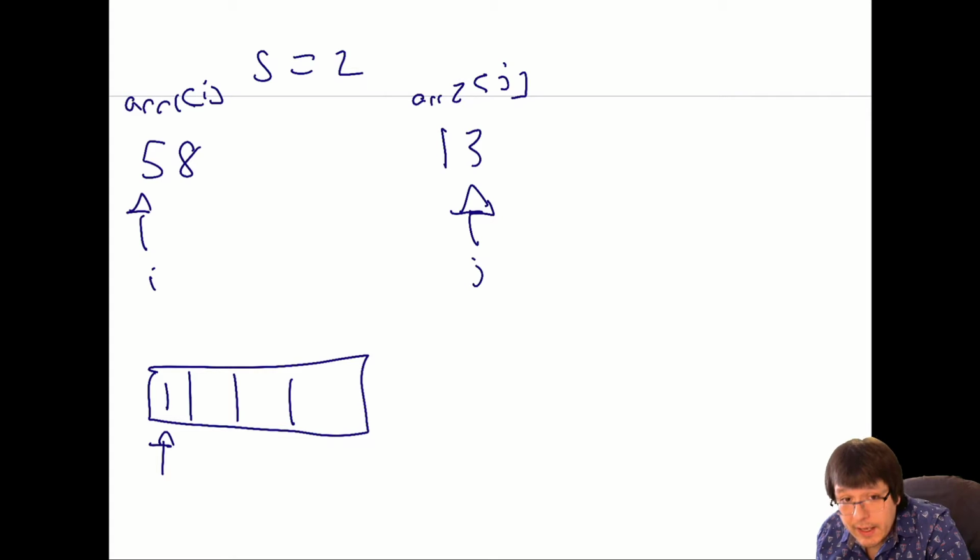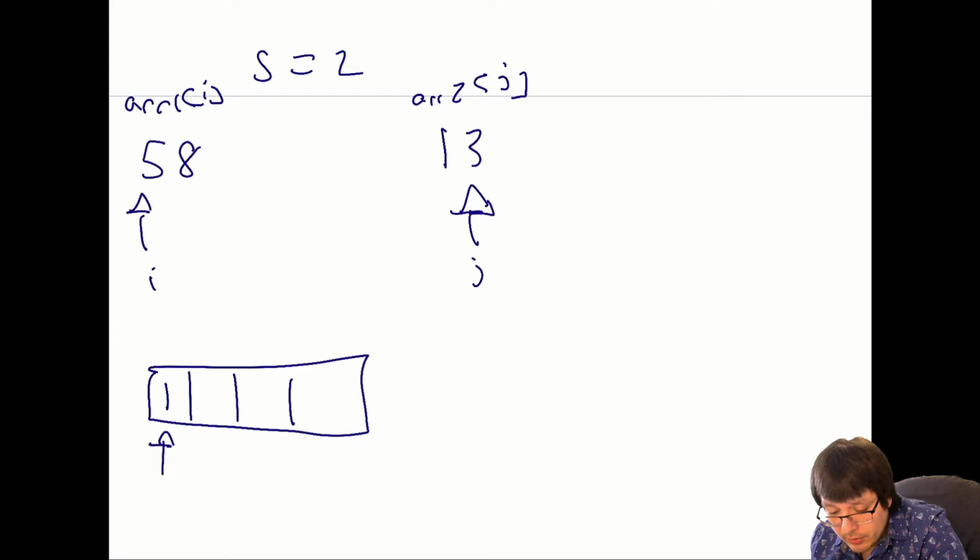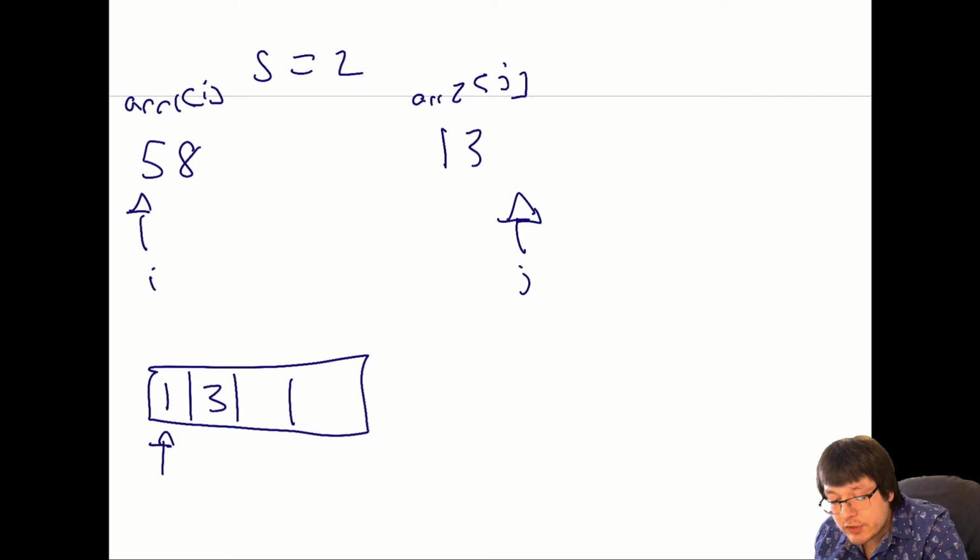Next, you're going to again compare AR sub I and AR sub J, okay? They're different, AR1 and AR2 technically. Again, 3 is smaller than 5, so we're going to copy 3 over and then increase it by 1. But now, what does J have? J has 2, right? Because it started at 0, 1, and then 2.